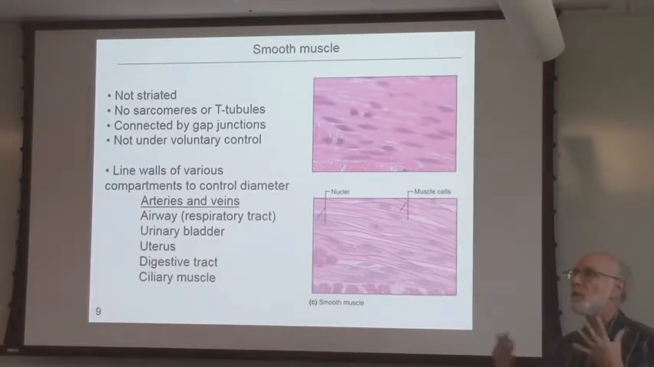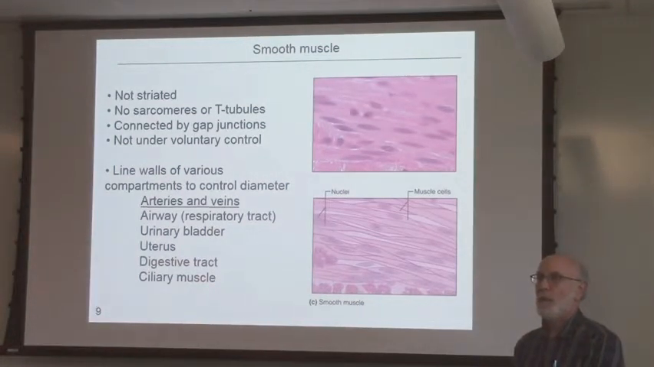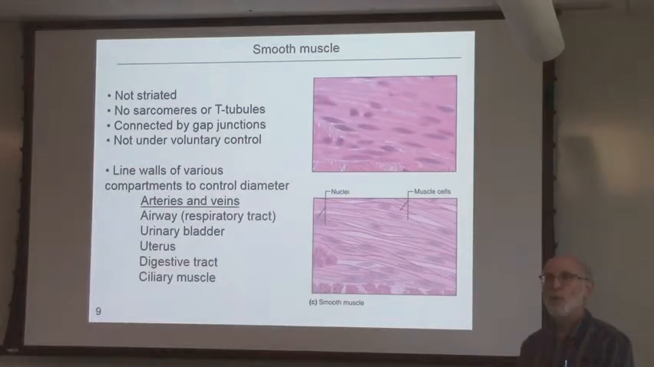Smooth muscle is the muscle you're not very aware of because you have hardly any conscious control of smooth muscle. These are the muscles that line the walls of various internal compartments, like your digestive tract is lined with smooth muscle. And we'll talk about that when we get to the digestive system. Your urinary bladder is lined with smooth muscle, and you don't have control of it. Well, you have limited control of it.